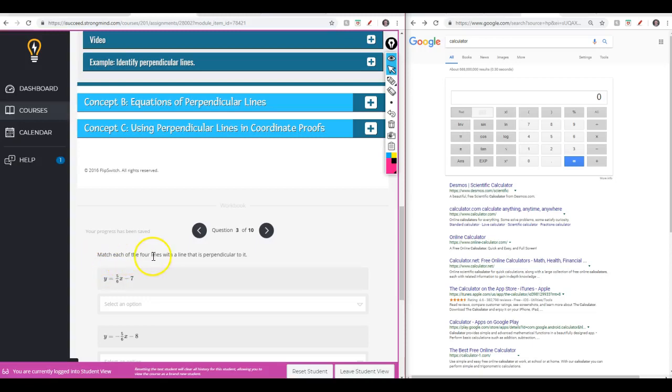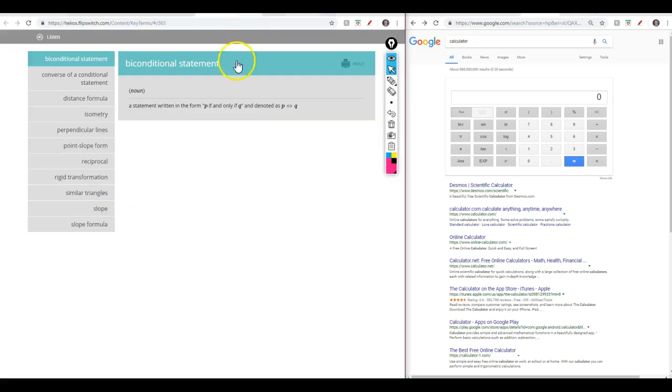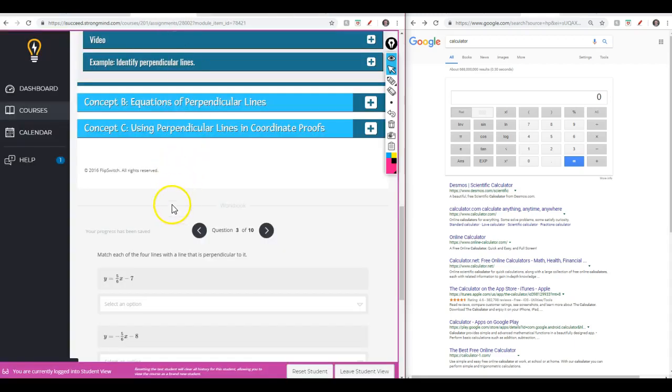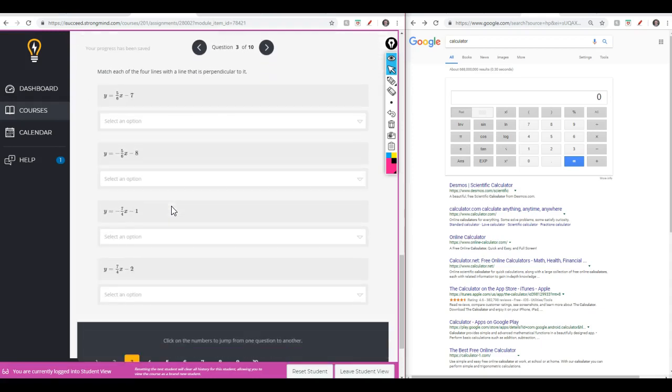So match each of the four lines with a line that is perpendicular to it. Okay, so go back to question 1 if you hadn't watched the video on my explanation of how I remember perpendicular lines. Let's see if in key terms it has it. So perpendicular lines says two lines that intersect to form a right angle. Okay, it's not giving us any relationship about the slope.